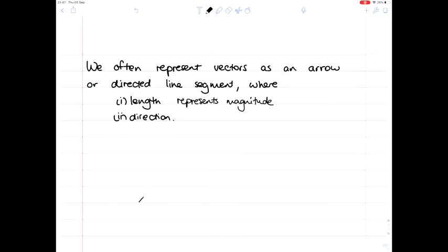So we could have a vector like so, which we're going to label as A with a little arrow on top. And as we mentioned previously, textbooks will often use boldface for vectors, but that's hard if you're writing. A vector has a start point, which we will call the tail, and it has an end point, which we will call the head.